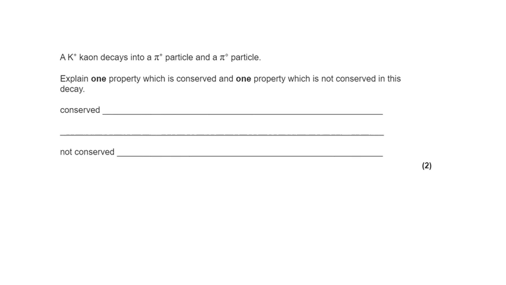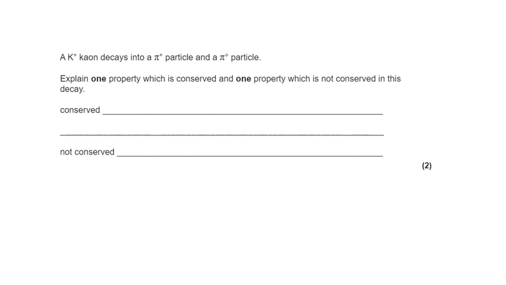If you've needed to flick back, that's fine and great. Conserved, you could have said charge. There's +1 before, +1 afterwards. You could have said momentum. Lepton number wouldn't really be ideal because there's no leptons here. So whether you might get a mark for that in an exam is dubious. But you could pick a number of different properties. Not conserved, there's only one, strangeness.